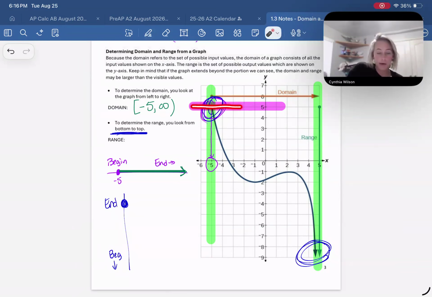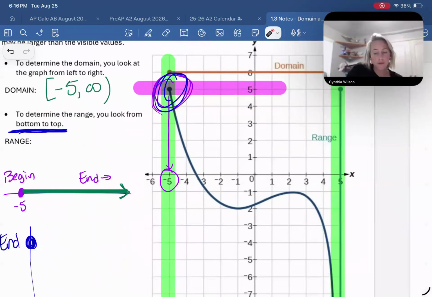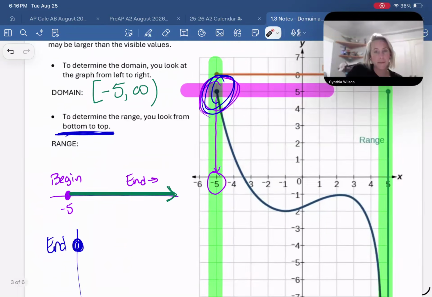You guys see how I drew that highlighter right here? That's pointing me to my Y value. What is that Y value? So that's not a -5. I know it's kind of hard to see. There we go. That's a +5.